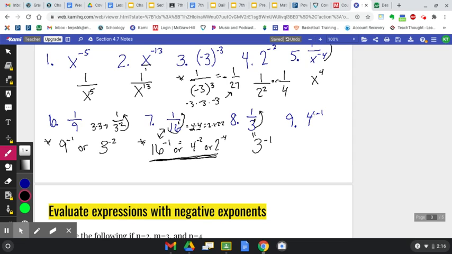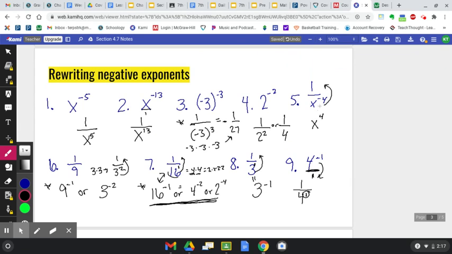Now, 4 to the negative first, if I want to write that, it already has a negative exponent. So if I want to write that with positive, one way I could do that is just move it to the bottom, 1 over 4 to the first. So if there's a negative, and that's really in the numerator, you move it down to the denominator, it becomes a positive exponent. If I look back at number 5, I had a negative exponent in the denominator. I move it up to the numerator.